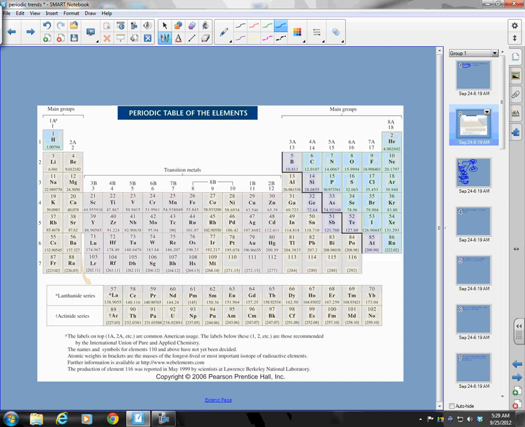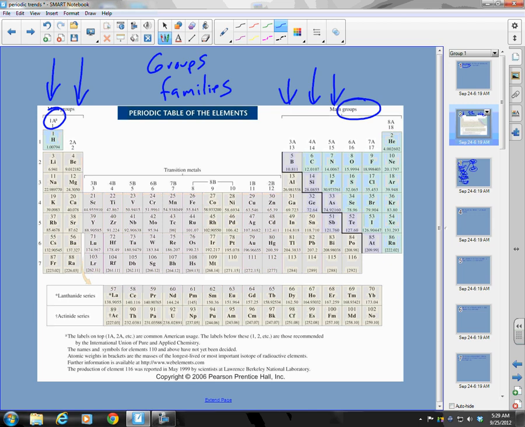Good. Well, we essentially have two main ideas, I guess you could say. We have columns here, and these columns are known as groups or families. So this would be group 1, group 2, group 13, group 14, group 15. You might even call it the fluorine group or the oxygen group, and the groups go down the column, right?